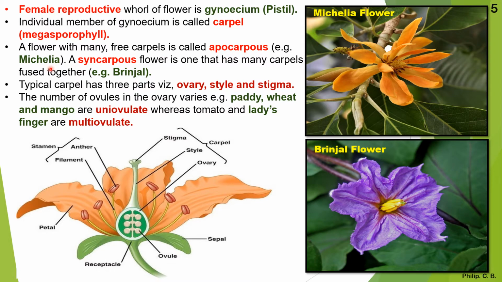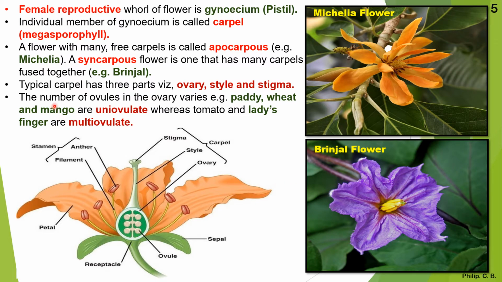For example, Michelia species. That's why I put the flower image also, so it will be easier to understand from the image how the flower looks. Second, syncarpous. Now the term syn means what? Fused. A syncarpous flower is one that has many carpels fused together. Example, brinjal. Now brinjal, all of you have seen, some of you like very much, some of you don't, right? But if you see the flower, it's very beautiful, right?